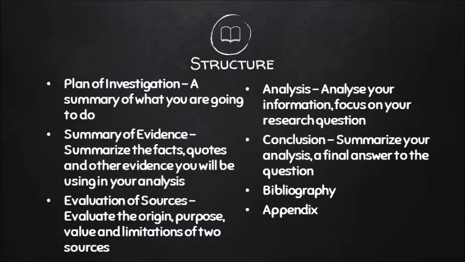Now the next part of your IA will be the summary of evidence. What you have to do here is actually very simple. All you have to do is summarize all the facts, quotes, and other forms of evidence that you'll be using in your analysis. So basically you just have to write them all down.